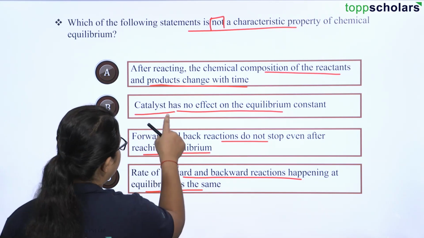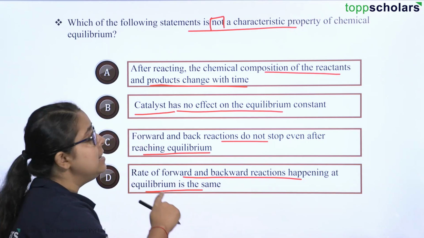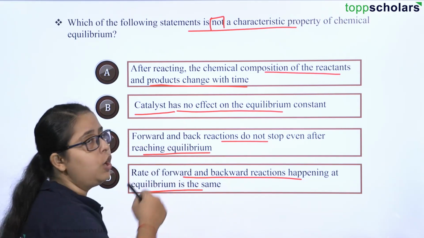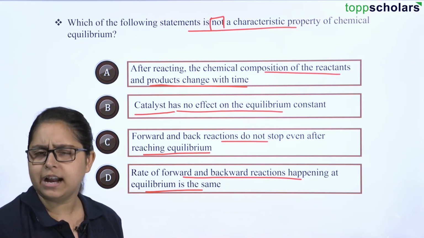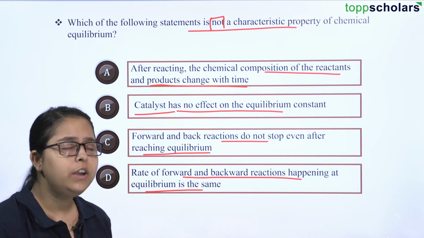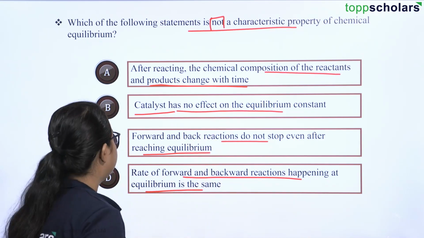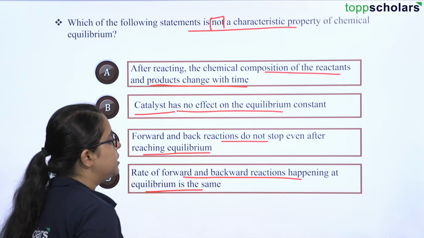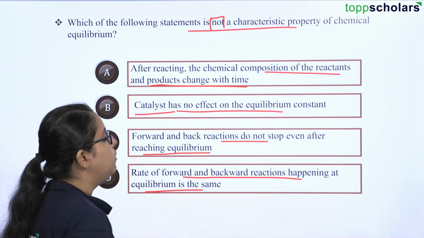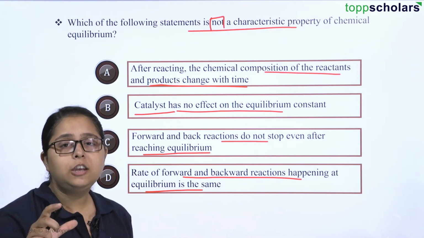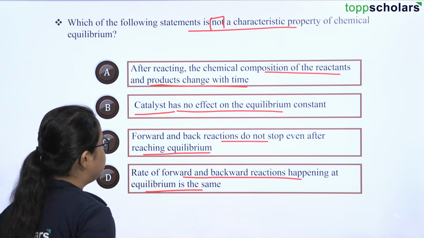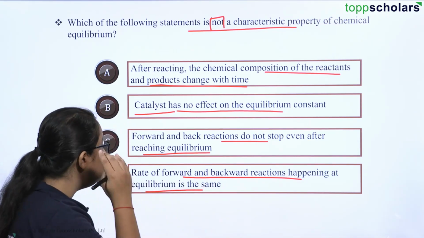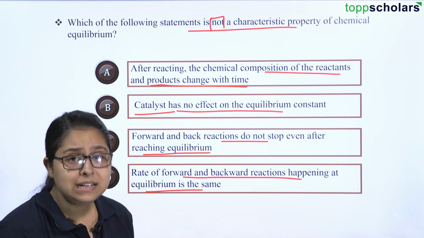Over here, this statement is very true, which says that catalyst has no effect on equilibrium constant. A catalyst will always be obtained as it is after the reaction, and it will also have no effect on the equilibrium constant. Then the forward and backward reactions do not stop even after reaching equilibrium. Actually, on equilibrium, both the rates are equal, which is said in the last option. Rate of forward and backward reactions happening at equilibrium is the same.